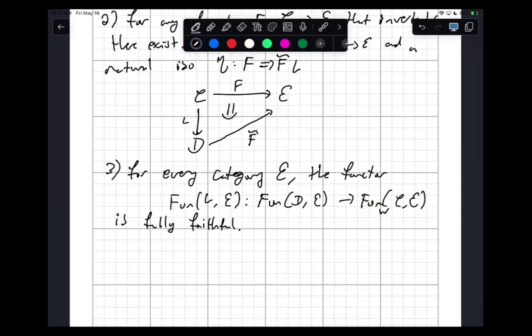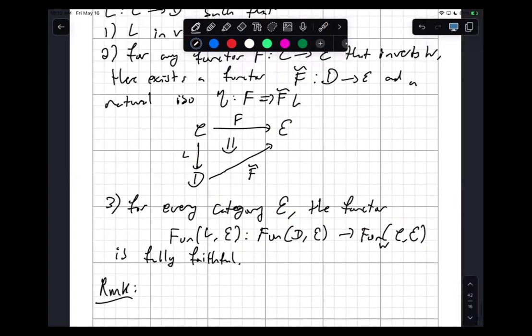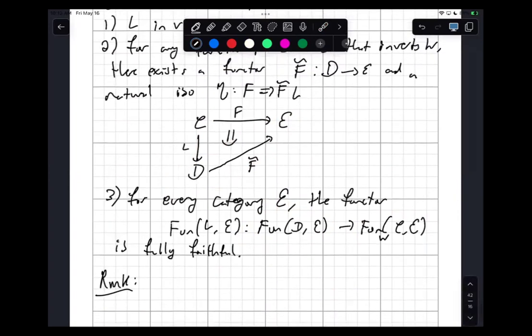If it exists. Say it again. If it exists, right? So yes, if it exists. Right now we're just defining a thing. Remark: if a localization at W exists, it's unique up to equivalence.